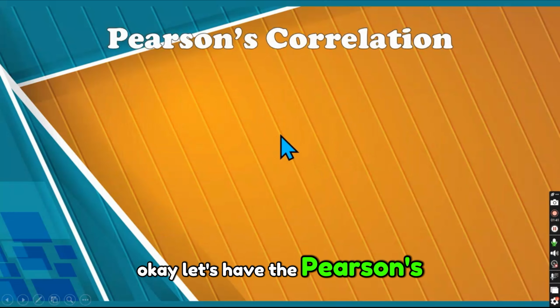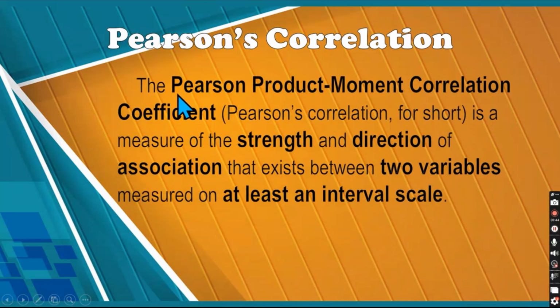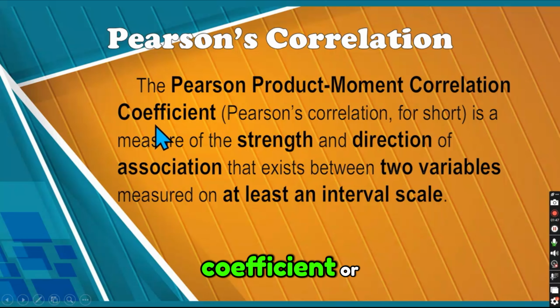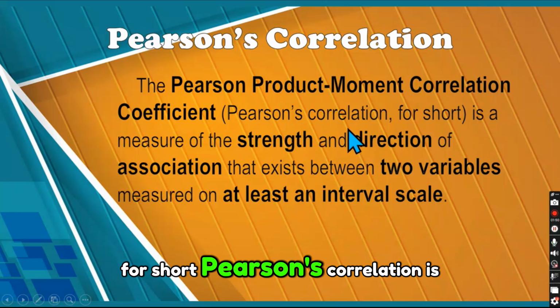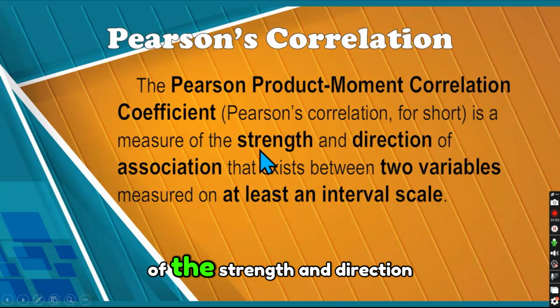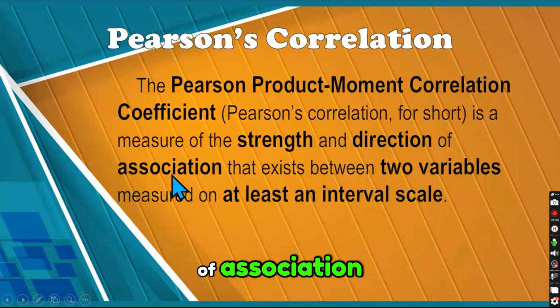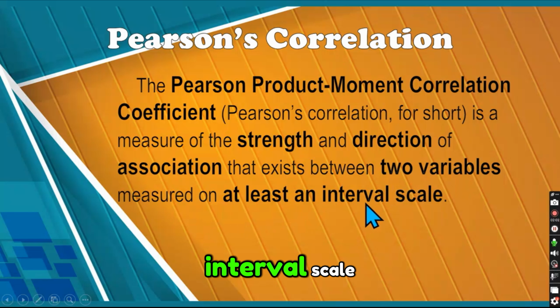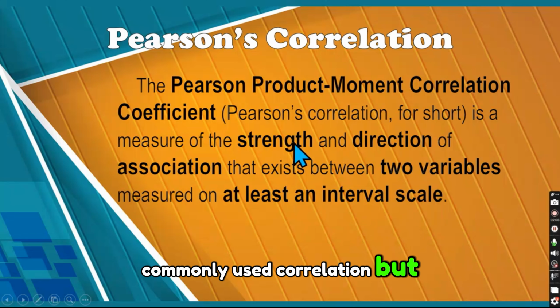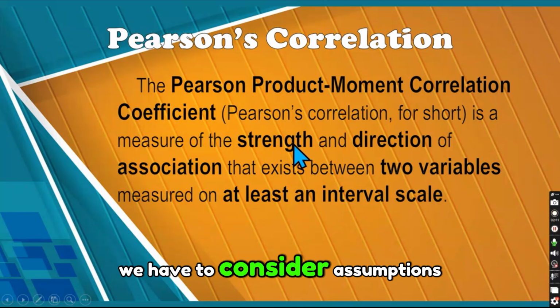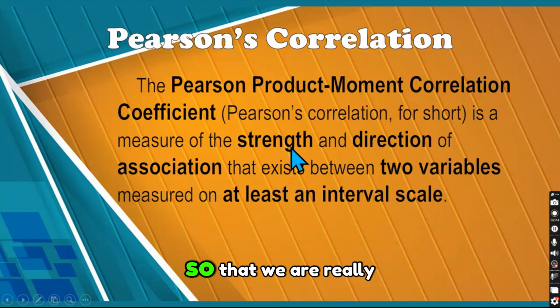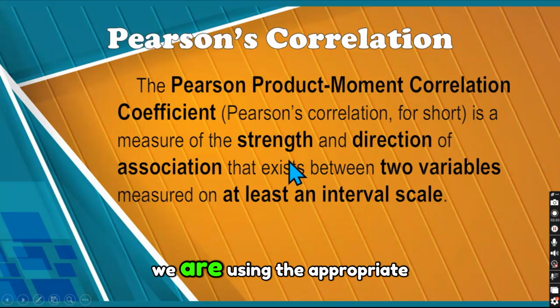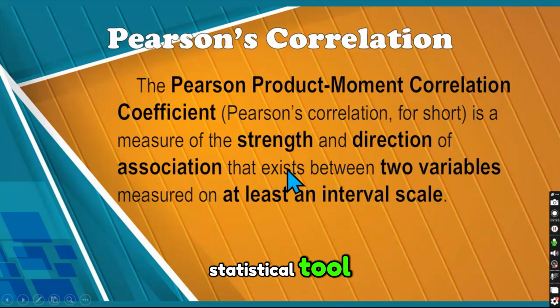Okay, let's have the Pearson's correlation now. The Pearson product moment correlation coefficient, or for short, Pearson's correlation, is a measure of the strength and direction of association that exists between two variables measured on at least an interval scale. This is the most commonly used correlation, but remember, before we use this one, we have to consider assumptions first, so that we are guided that we are using the appropriate statistical tool.